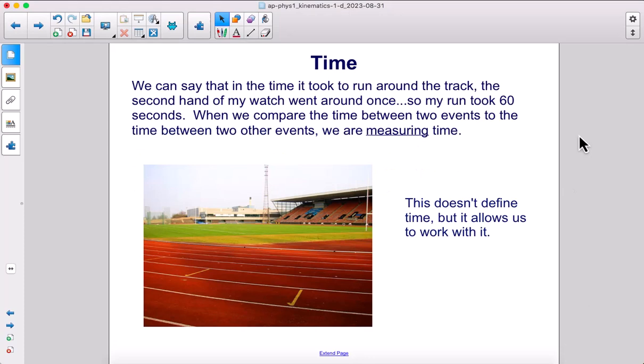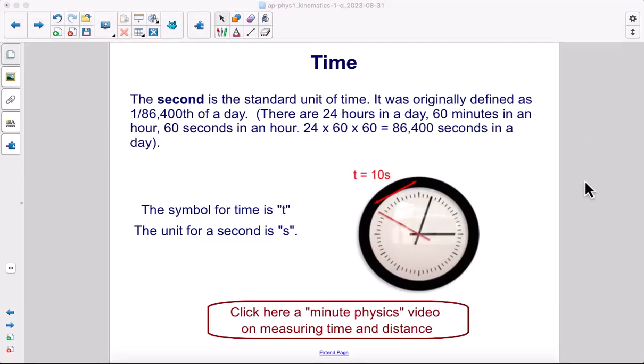We can say that in the time it took to run around the track, the second hand of my watch went around once, so my run took 60 seconds. When we compare the time between two events to the time between two other events, we are measuring time. This doesn't define time, but it allows us to work with it. The second is the standard unit of time. It was originally defined as 1/86,400th of a day. There are 24 hours in a day, 60 minutes in an hour, and 60 seconds in a minute. Therefore, 86,400 seconds in a day.